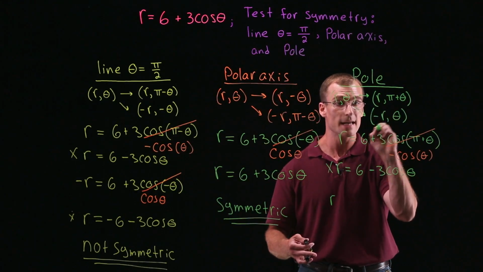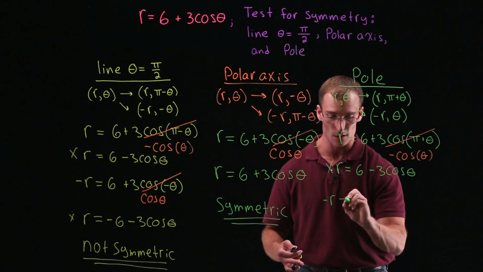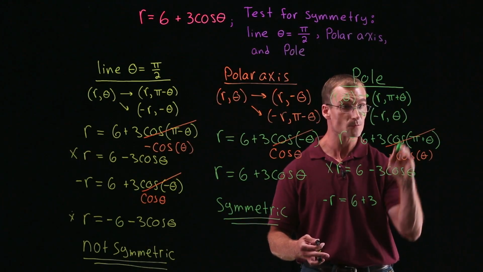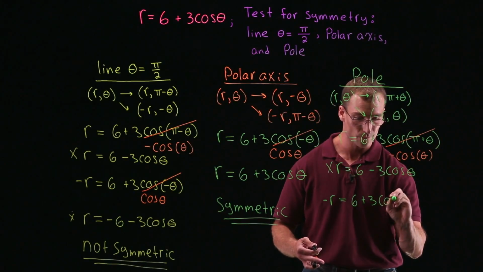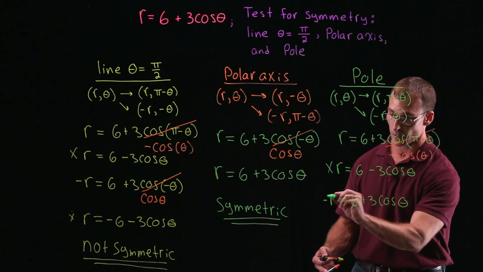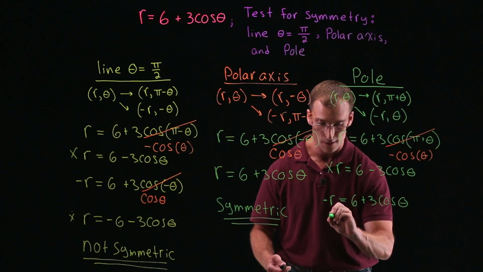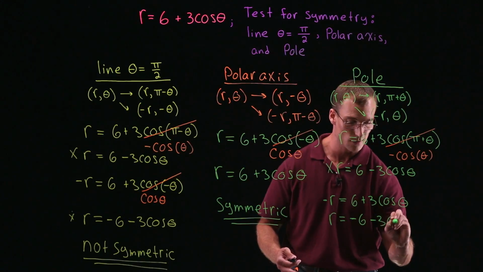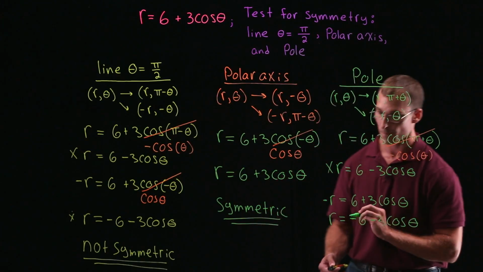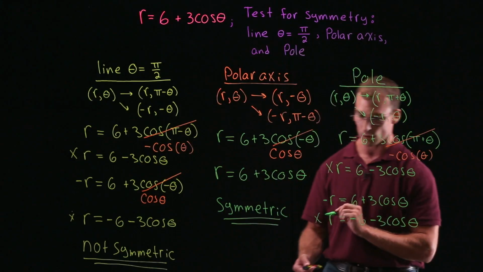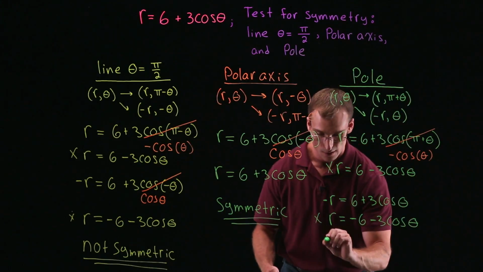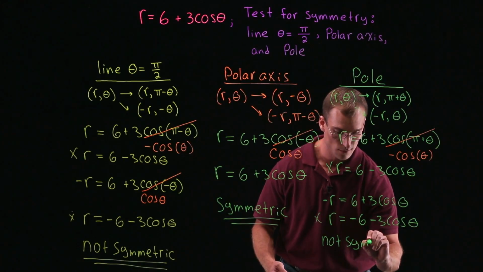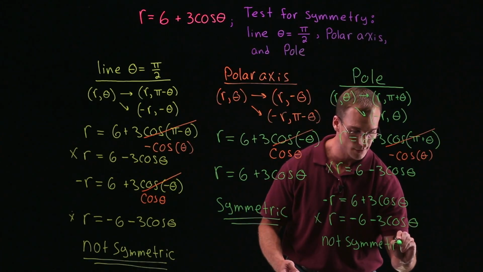Let's try the last one. We have negative r for r, so negative r equals 6 plus 3 cosine theta. If we solve for r, multiplying through by a negative, we get r equals negative 6 minus 3 cosine theta, which is not the same as our original. So neither of these two points works, and the graph is not symmetric with respect to our pole.